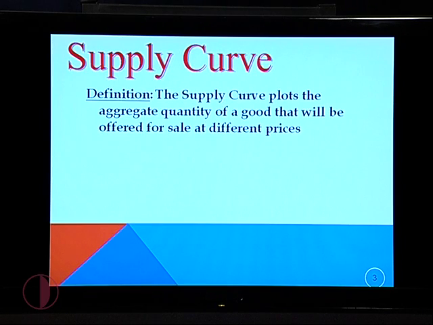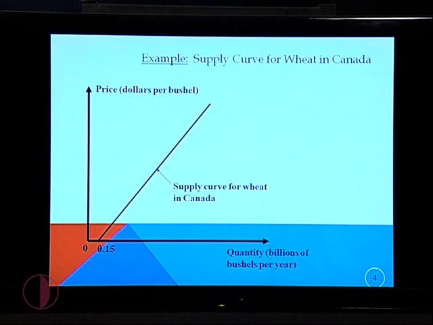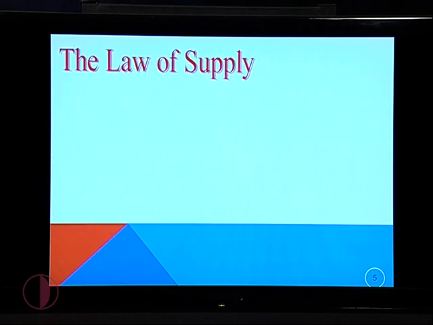The supply curve defines the aggregate quantity of goods that will be offered for sale at different prices. As you understand, the supply curve is an important part of the economy, which enlarges the GDP. QS is equal to Q multiplied by P. When you look at the supply curve as given here, the wheat in Canada is an example illustrated, where the supply coefficient starts from 0.15.